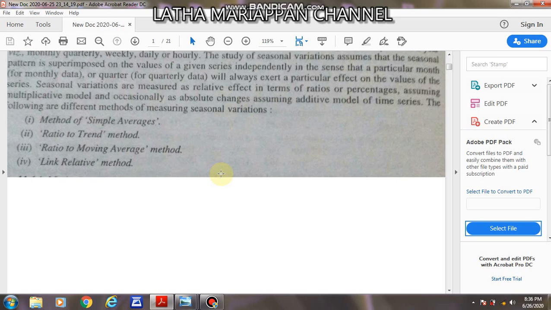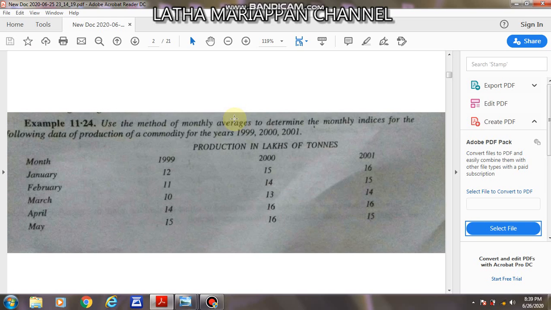So there is no need to do this problem. We can directly move on to the ratio to trend method. This is the first problem in the seasonal variations.